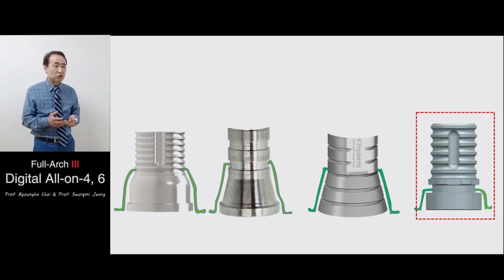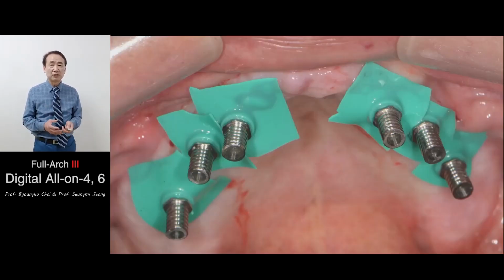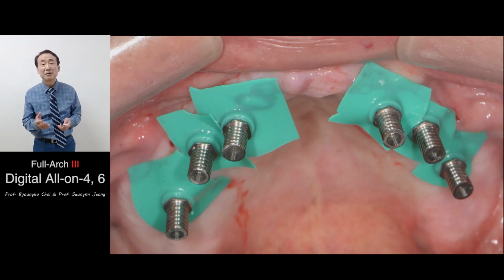I would like to recommend using this type of cylinder that has a wide exposed cylinder area beyond the rubber dam to do the bonding process efficiently. You see here long cylinders exposed beyond the rubber dam. You can bond them with the denture efficiently.